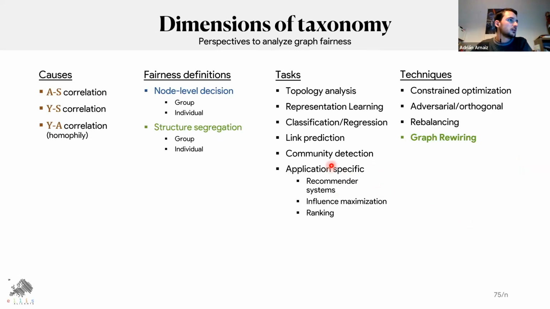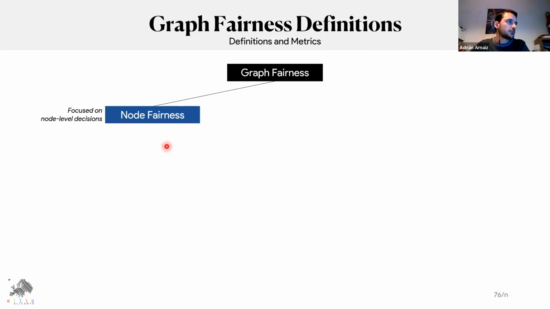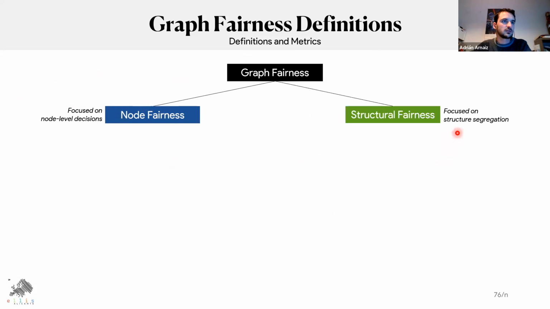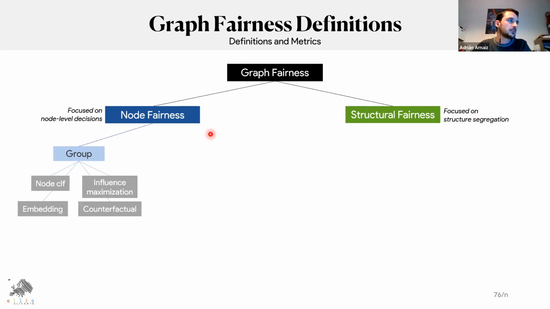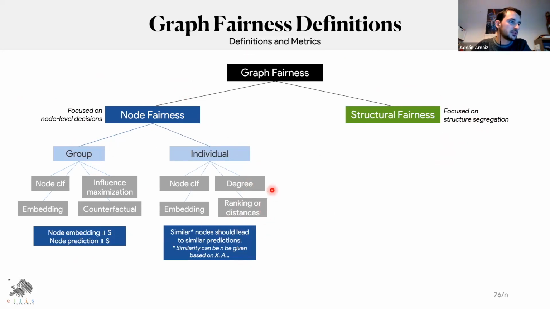And then we can have a lot of taxonomy ideas. We can define fairness definitions for different tasks and use them with different techniques. But we are going to look at the graph fairness metrics, which are node fairness, focused on the decisions, and structural fairness, focused on the structure segregation. For node fairness, we have group node fairness, which is basically that the node prediction is independent of the sensitive attribute. We have individual node fairness, where similar nodes will lead to similar predictions, and similar nodes are usually defined by some similarity in the attributes.